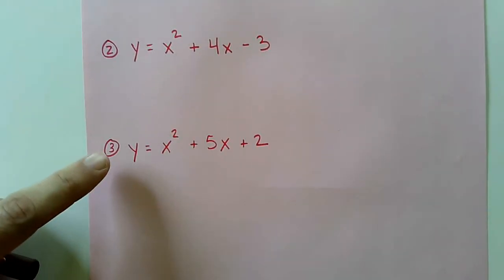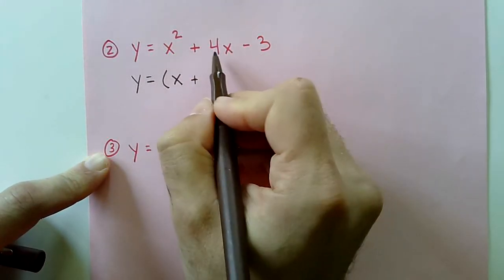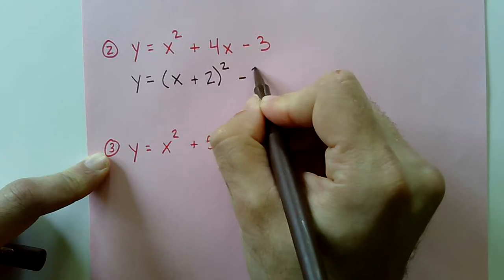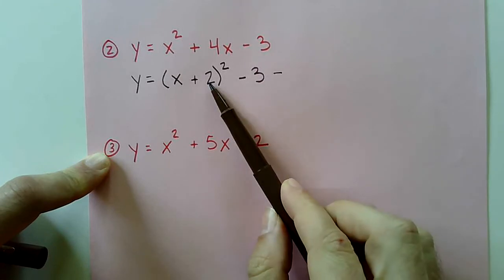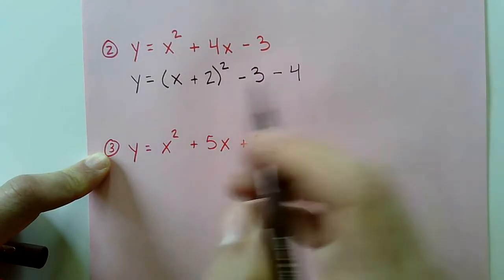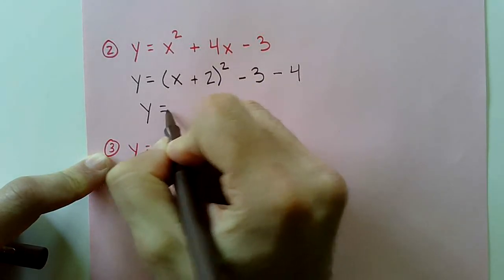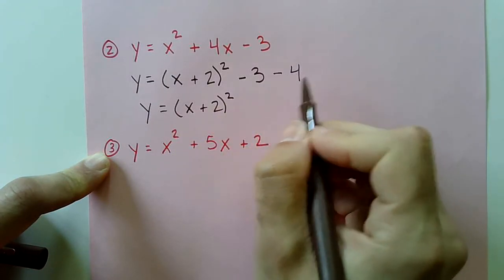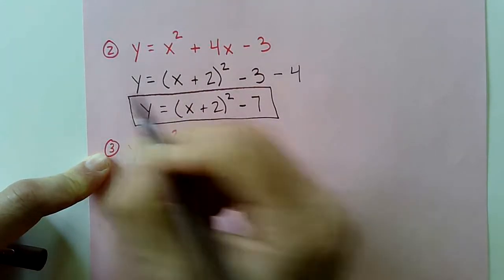Example 2. y equals x plus, divide the middle term in half, 2. I'm going to push my minus 3 to the back, and then I'm going to take away the square of 2. So 2 squared, which is going to be 4. Because remember, I'd have 4 units completing the square, so I need to take those 4 away. And this will leave me with my answer of x plus 2 squared, negative 3, take away 4, minus 7. And this is my vertex form.